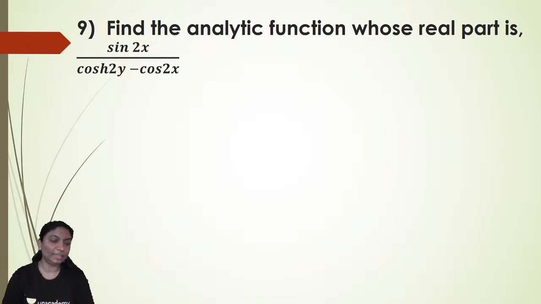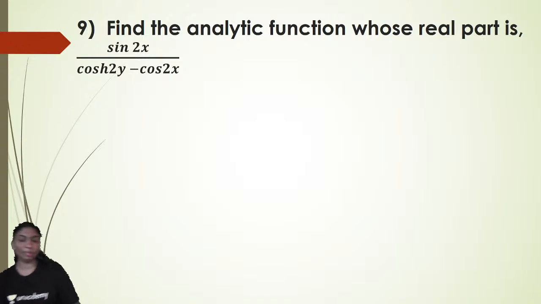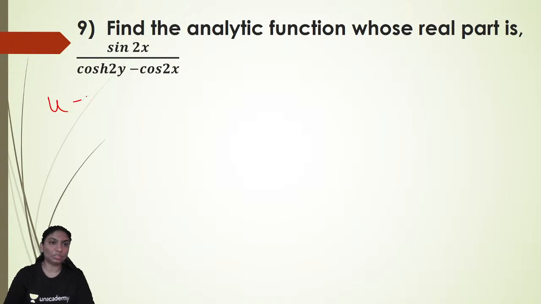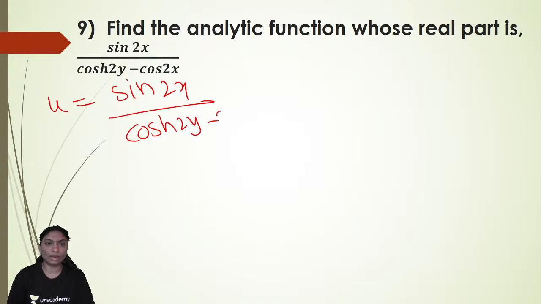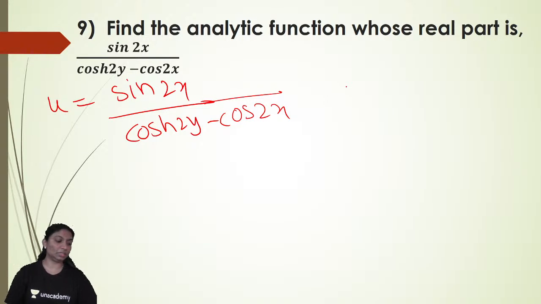The last example: find the analytic function whose real part is given. Now real part is given. Instead of telling it is u, here real part is given. So you find out, this real part is given, then find out the v. So here u is equal to sin 2x upon cos h2y minus cos 2x. So u is equal to this. So calculate first del u by del x, then del u by del y, and accordingly we will calculate the v.